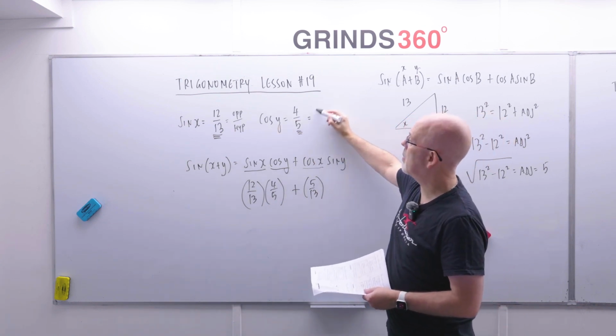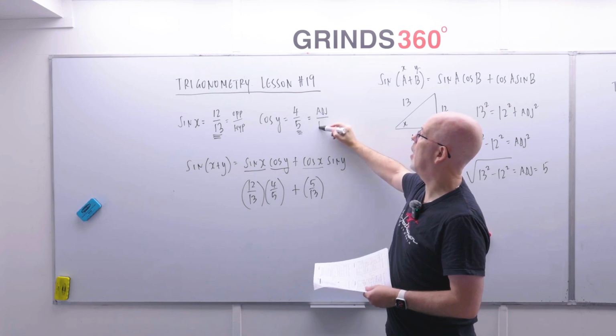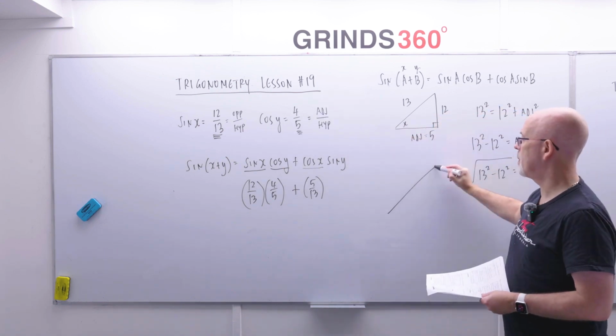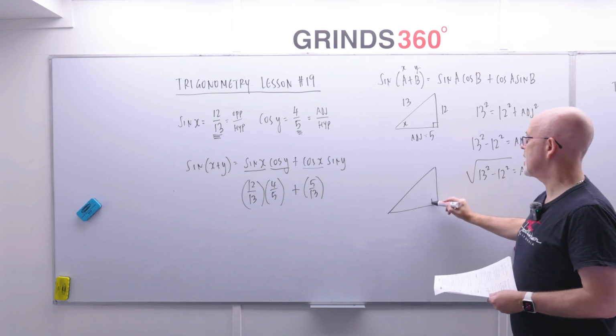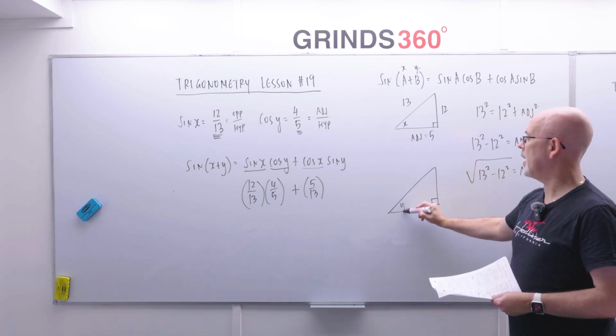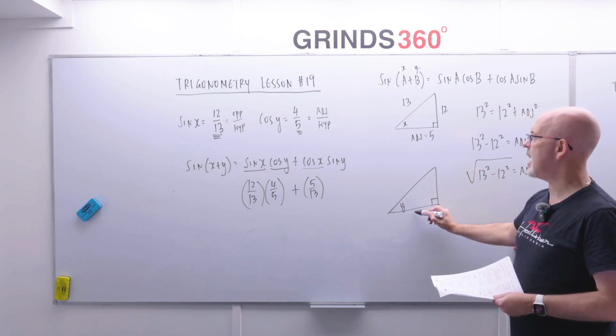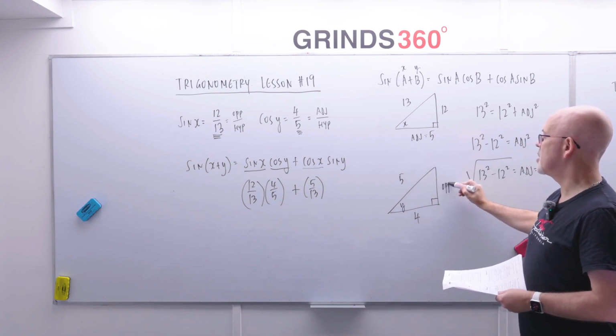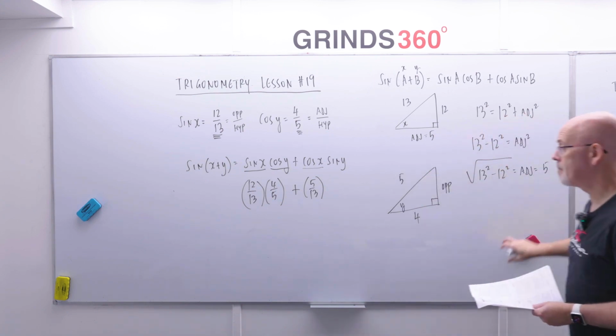So again, cosine, remember, is adjacent over hypotenuse. So that right angle triangle looks like this. Right angle there, there's y. And the adjacent here, that's 4. And the hypotenuse here is 5. The side I don't know in that triangle is the opposite.